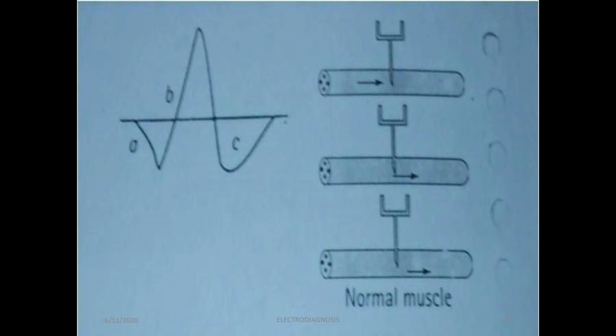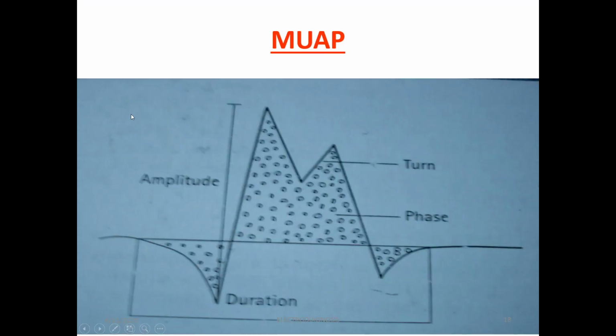So this is the basic difference between turns and phases. Turns and phases are suggestive of synchronicity of muscle fibers. If you consider one motor unit, and all these muscle fibers are contracting together, then you will have proper phases, only 3 phases or 2 phases. But if all of them are contracting separately, one by one, there will be multiple phases or multiple turns. So phases and turns are suggestive of synchronicity.